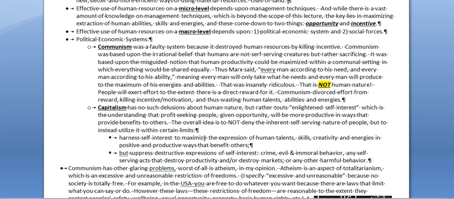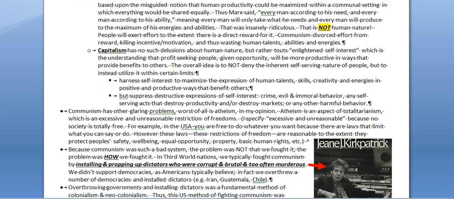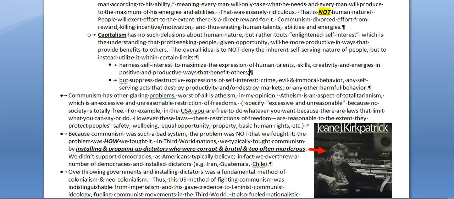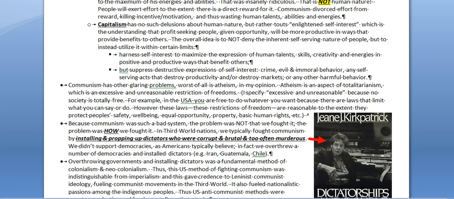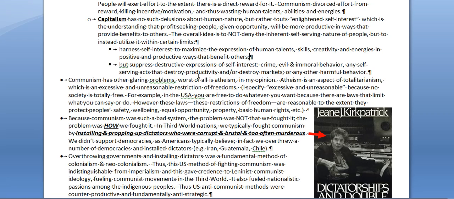Harness self-interest to maximize the expression of human talents, skills, creativity, and energy in positive and productive ways that benefit others. But suppress destructive expressions of self-interest, crime, evil and immoral behavior, any self-serving acts that destroy productivity and or destroy markets, or any other harmful behavior. You know, it can be as simple as not driving while you're drunk, right? Not speeding. Whatever. It's as simple as that.